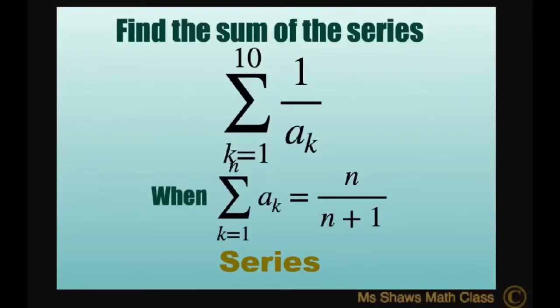One, we're going to find the sum of the series from k equals 1 to 10 of 1 divided by a sub k. And this is when the sum of k equals 1 to n of a sub k is n divided by n plus 1. So basically, let's look at our sum.